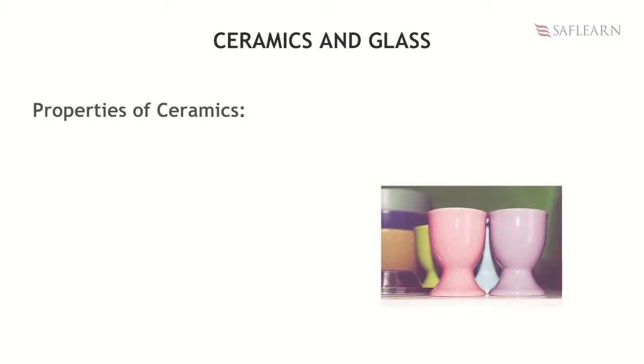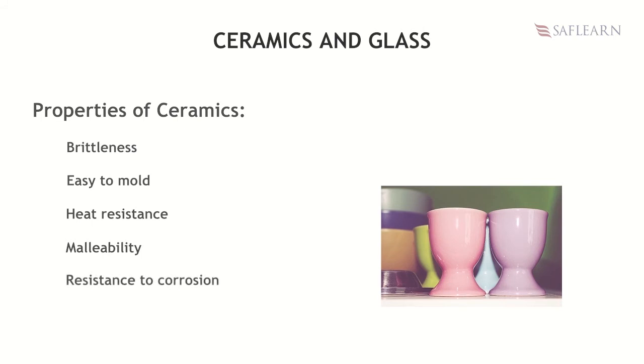So, what are the distinctive features of ceramics? Ceramics are brittle, that is, they can easily break into pieces. They can easily be molded into different forms and sizes. They can also withstand very high temperature, hence resistant to heat. They are also malleable when mixed with water, are resistant to corrosion, and have high melting point.